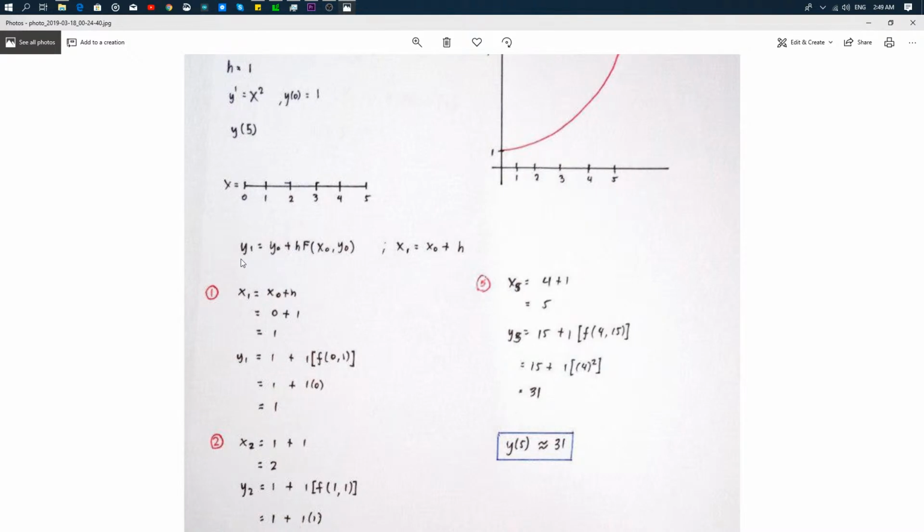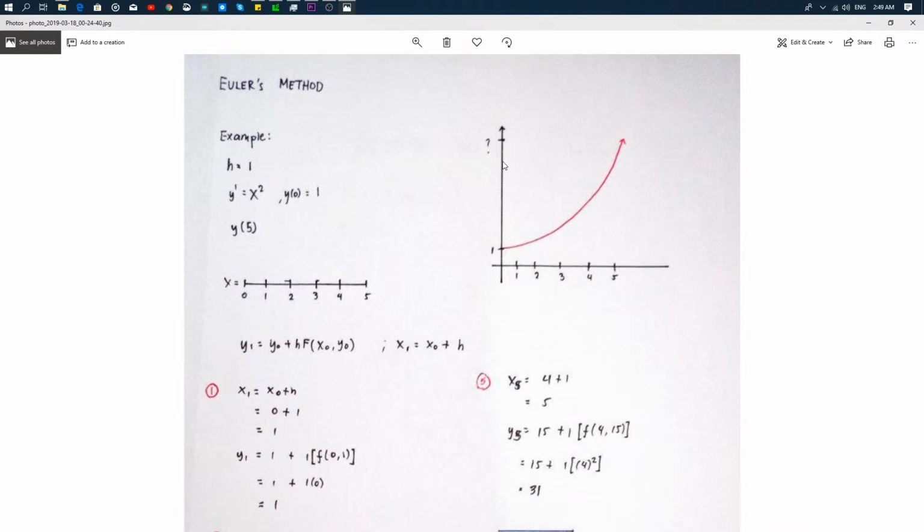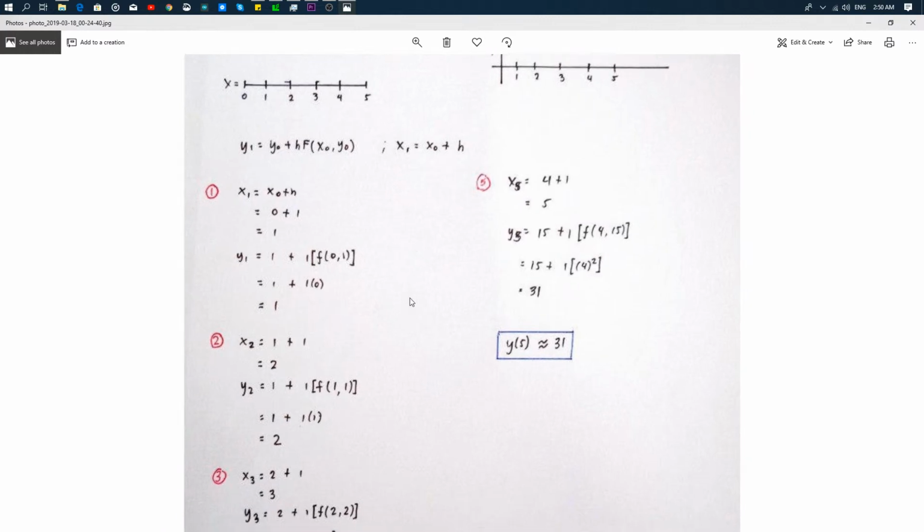The formula is y sub 1 equals y sub 0 plus the step size multiplied by the function of x sub 0 and y sub 0, while x sub 1 equals x sub 0 plus h. So practically speaking, we're going to find the value of y at 5 on the x-axis. What's the value on the y-axis? Apparently, what's the height? So let's solve it now.